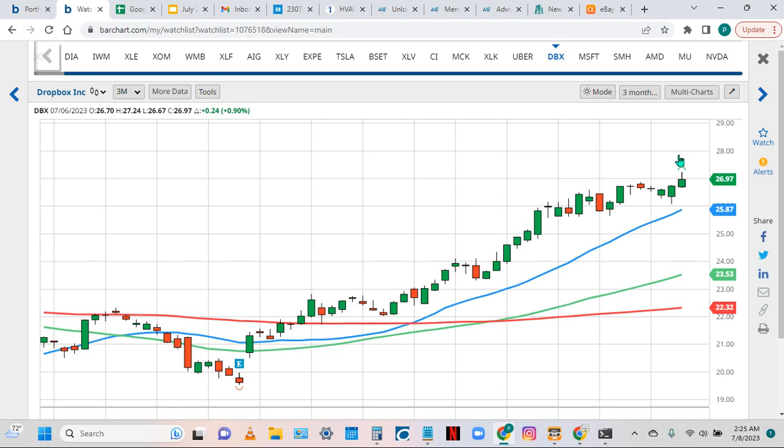It doesn't look like it's had a major slowing of momentum. I don't see any really range expansion candles, so it looks like Dropbox looks higher.